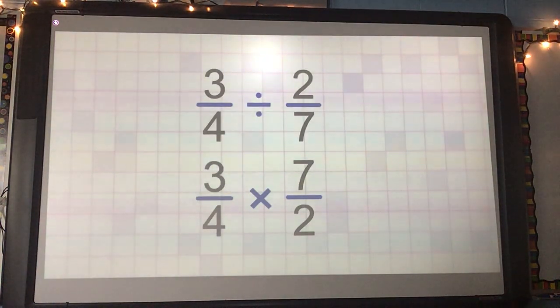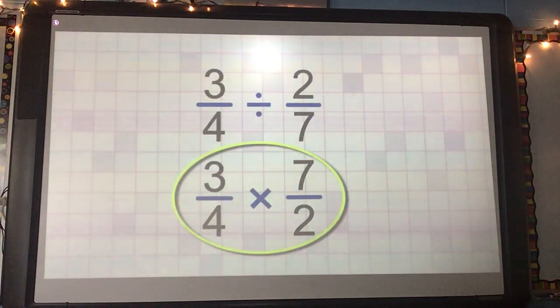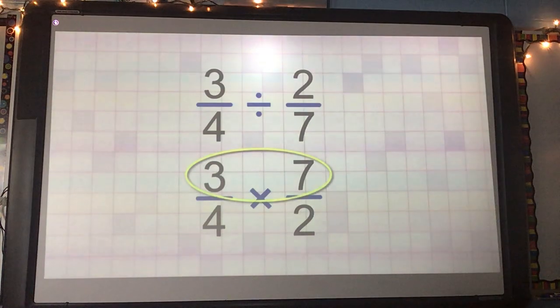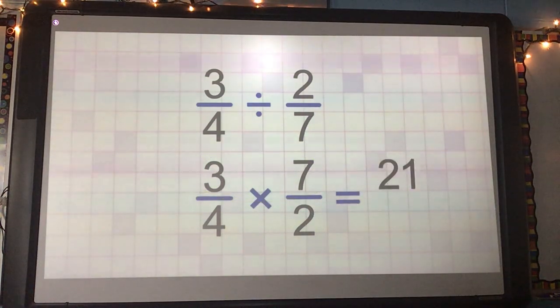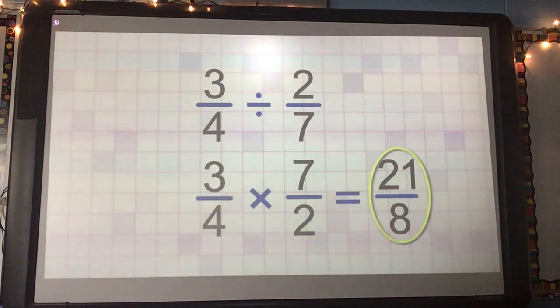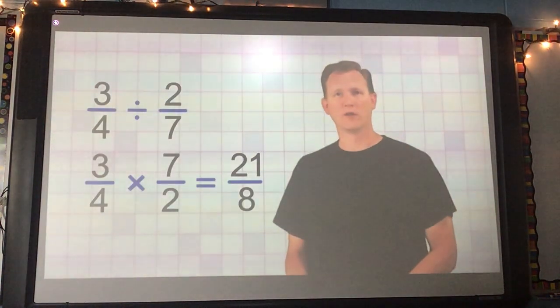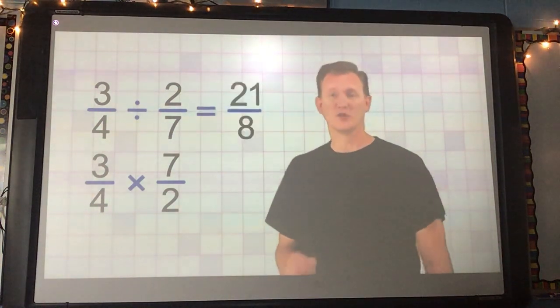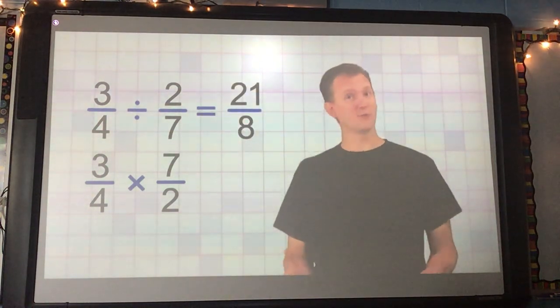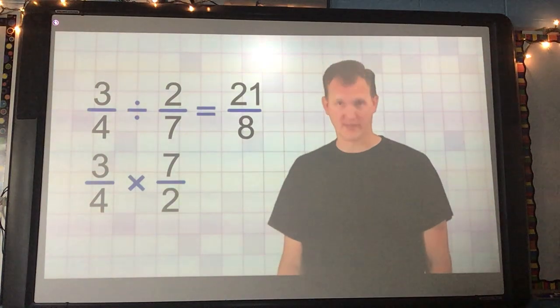Okay, now that our problem has been changed to multiplication, it's easy. Just multiply the tops, 3 times 7 equals 21, and multiply the bottoms, 4 times 2 equals 8. And we have the answer to our fraction division problem. So 3 over 4 divided by 2 over 7 is 21 over 8. So that's pretty easy, but let's try one more example.